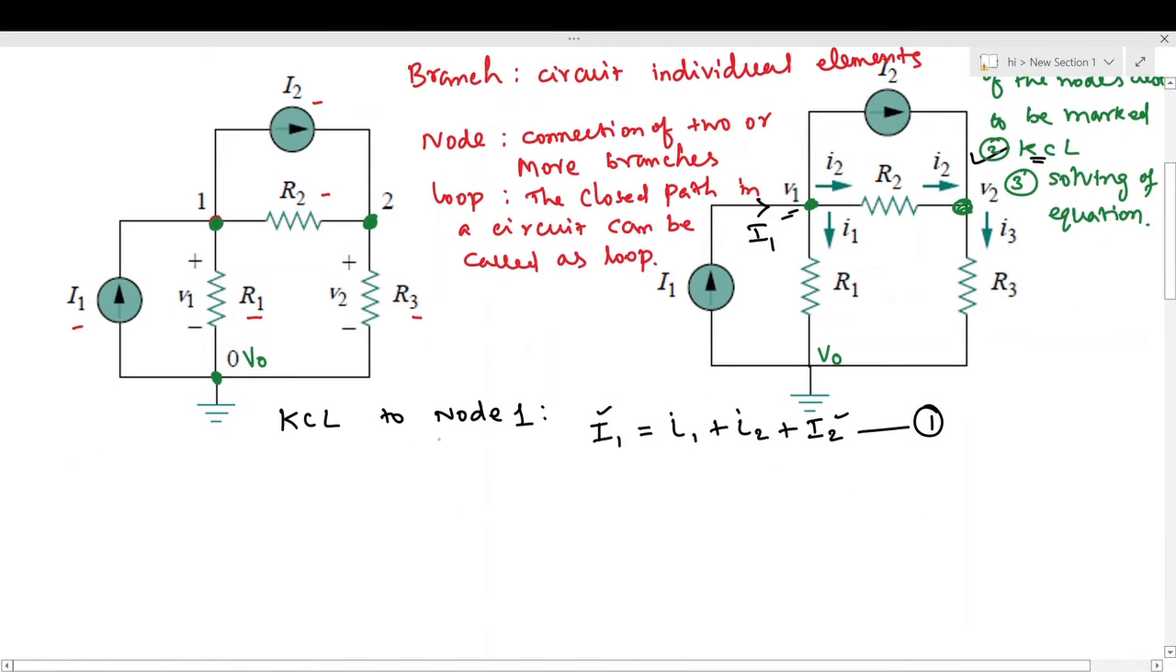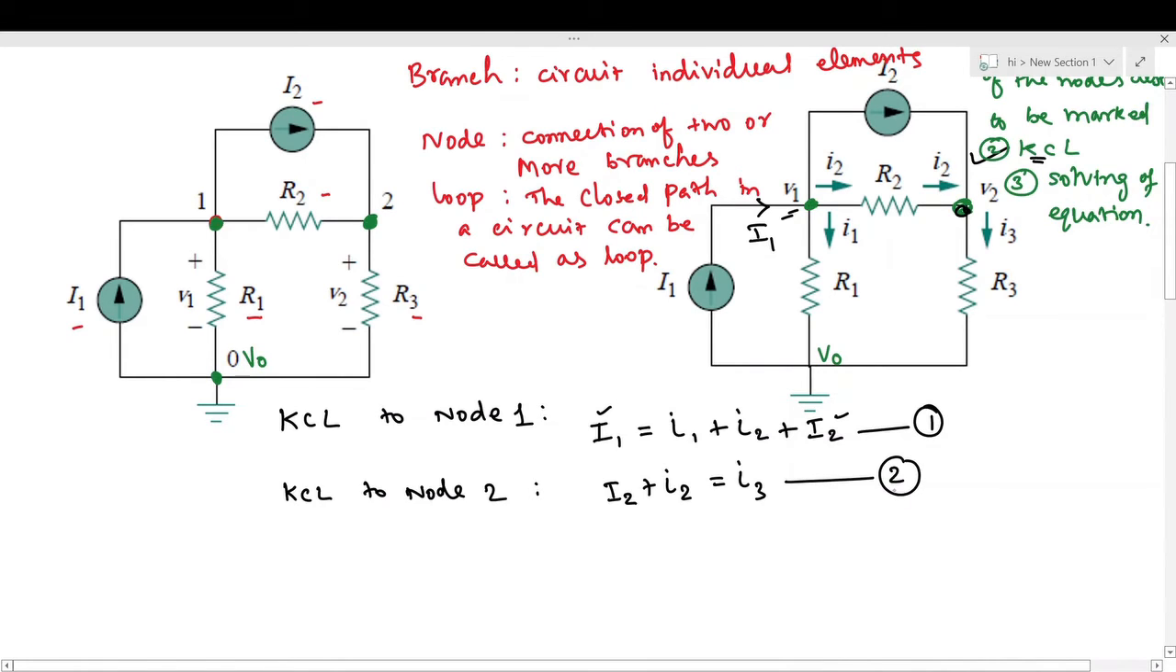Further, we will apply KCL to node 2. So node 2 is available here. In this, incoming current is I2, that is small I2 and capital I2, and outgoing current is small I3. So we can write capital I2 plus small I2 is equal to small I3, and we will take it as equation number 2.